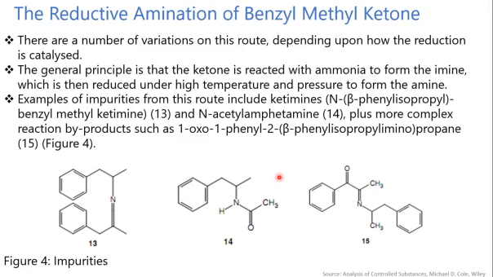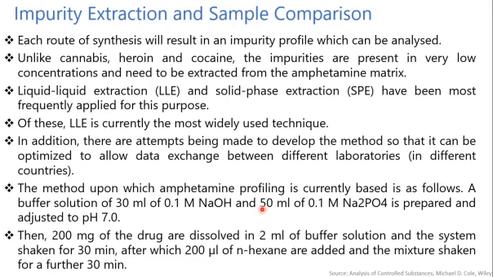So some examples of the impurities by using this kind of route are the N-beta-phenylisopropyl benzyl methyl ketimine. So this is one of the impurities formed. Then the second one is N-acetyl amphetamine. So this is number 14, plus more complex reaction byproducts such as 1-oxo-1-phenyl-2-beta-phenylisopropylimino-propane, that is 15. So these are some impurities which are formed whenever we go through the synthesis of amphetamine via reductive amination of benzyl methyl ketone.